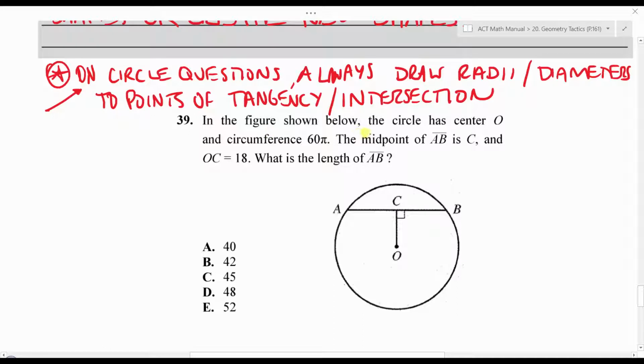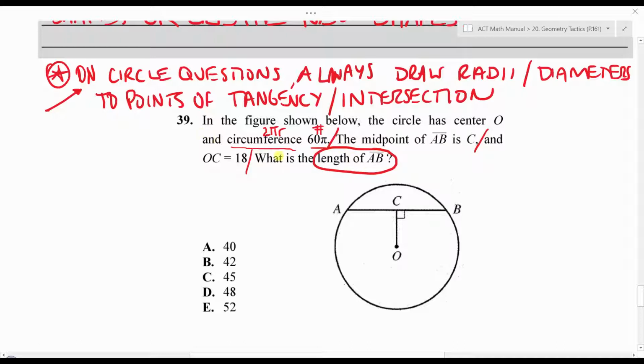So in the figure shown below, the circle has center O and circumference 60 pi. We should note that that's an opportunity to apply geometry tactic number 3. We have a numeric value given for a measurement that we have a known formula for, so we're definitely going to do that on this question. The midpoint of AB is C and OC is 18. What is the length of AB?